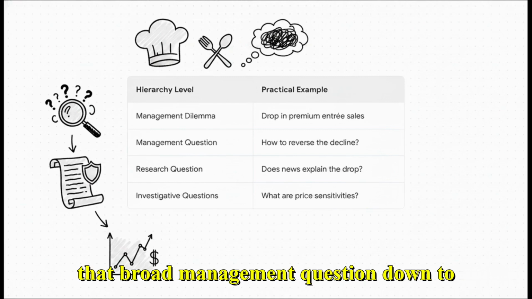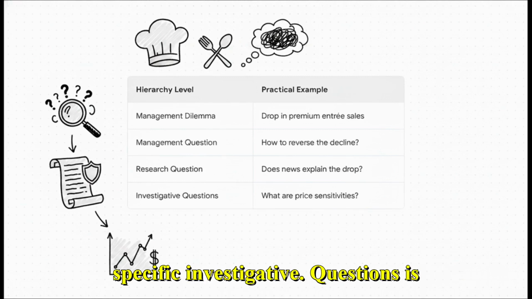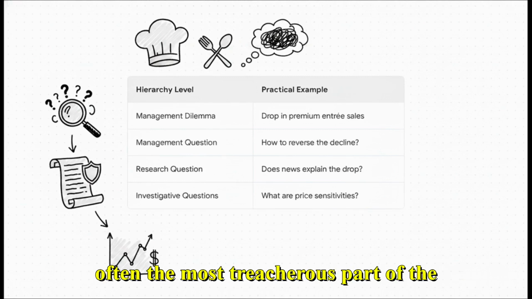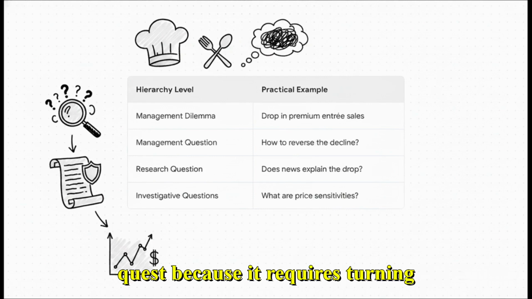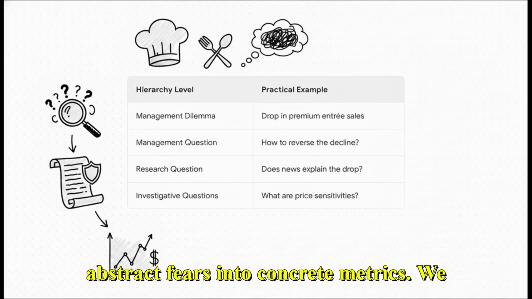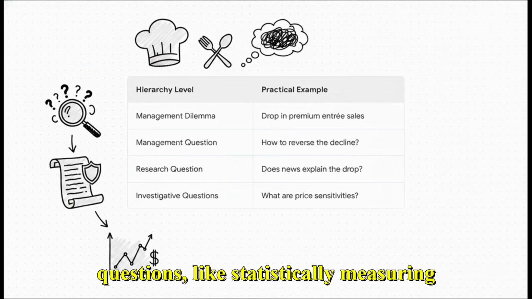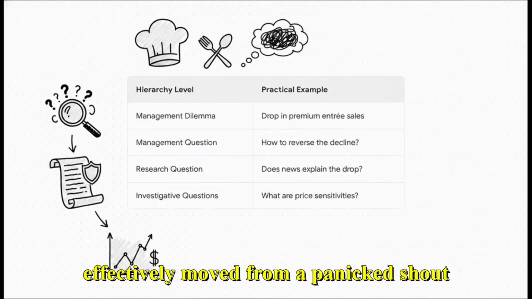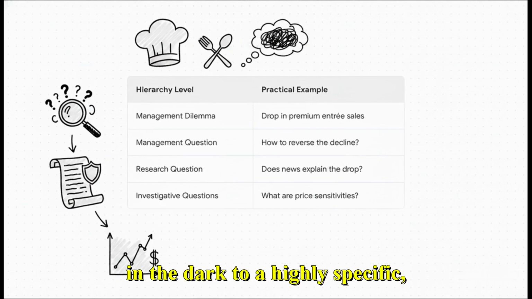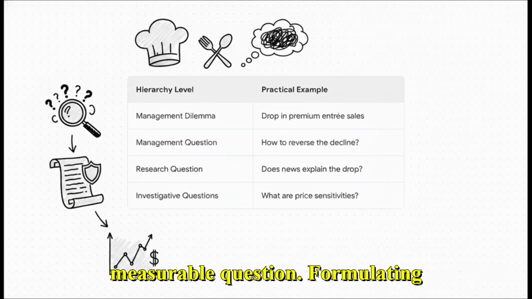Now, the jump from that broad management question down to specific investigative questions is often the most treacherous part of the quest because it requires turning abstract fears into concrete metrics. We finally break it down into investigative questions like statistically measuring the patrons' price sensitivities. We've effectively moved from a panicked shout in the dark to a highly specific, measurable quest.